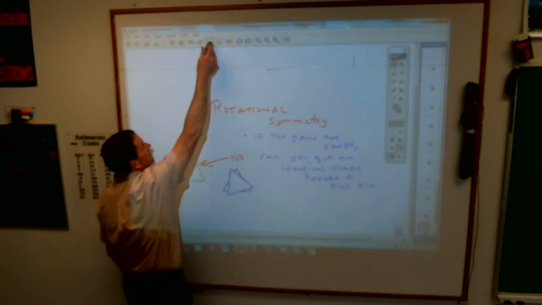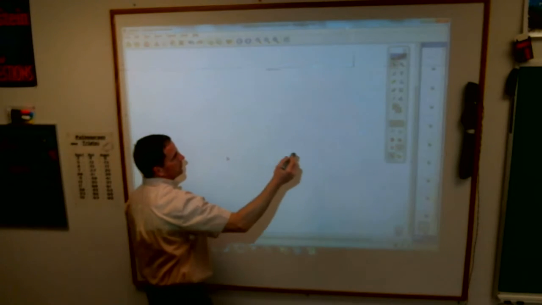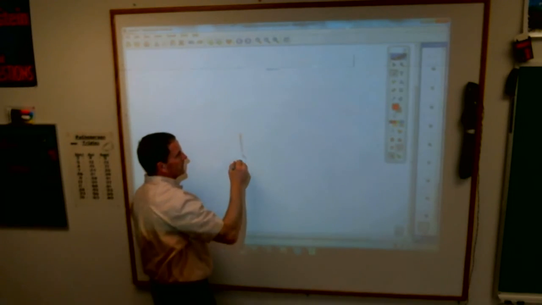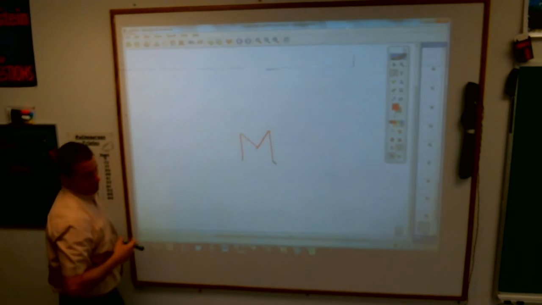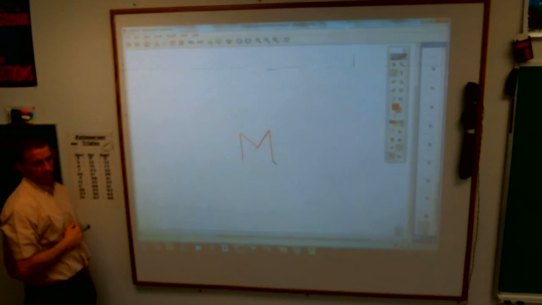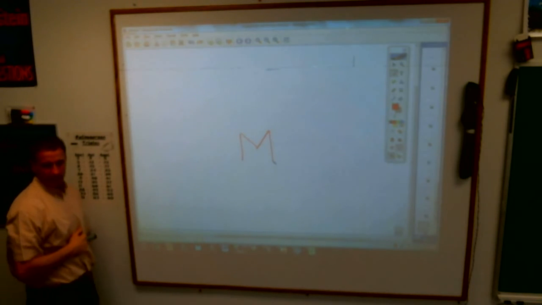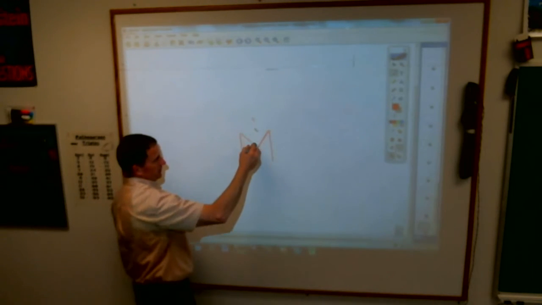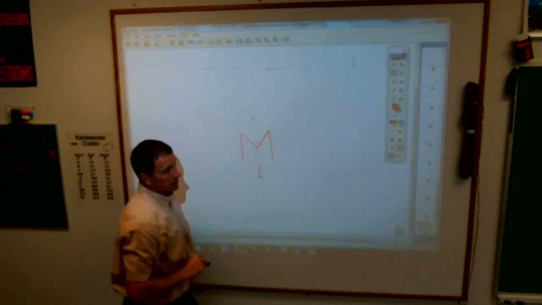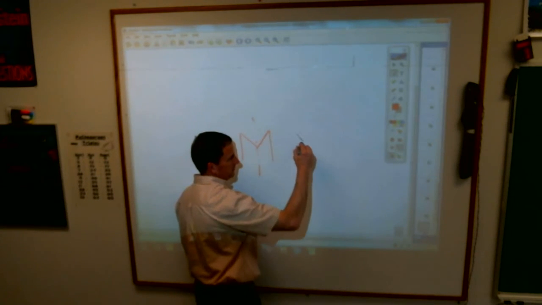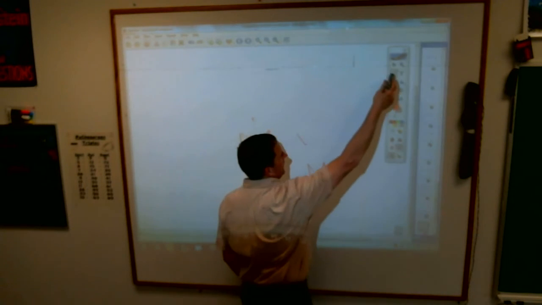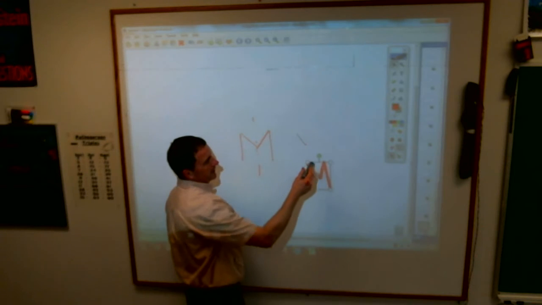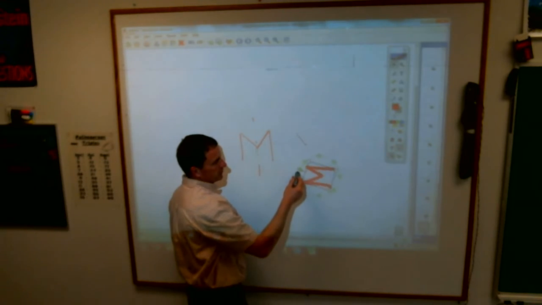And then the book asks you questions like this. How about this? The letter M. If you draw the letter M, does that have regular symmetry? Can you draw a line that would split it in half, give you equal halves? Yes. You can cut it right here down the middle, right? Does the letter M have rotational symmetry? If you take that letter M, do you get the letter M before you make a whole turn?